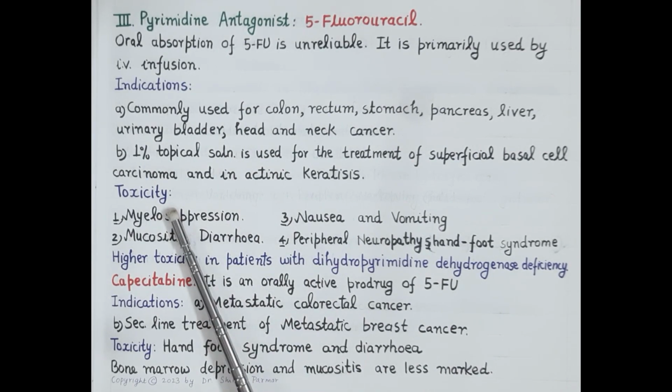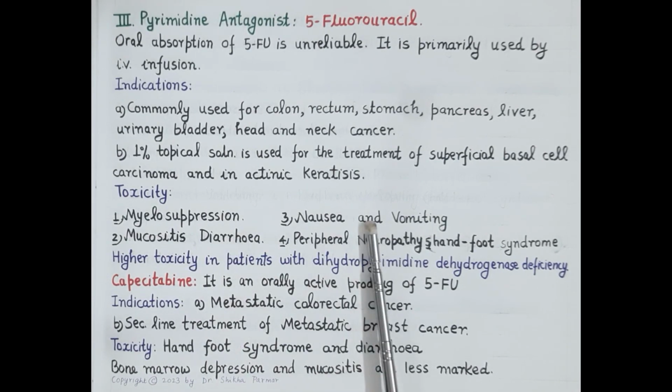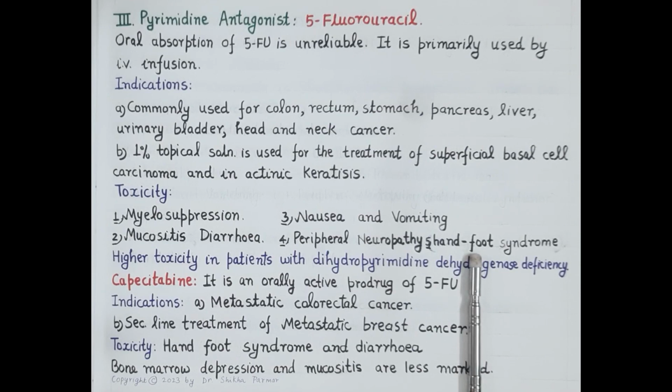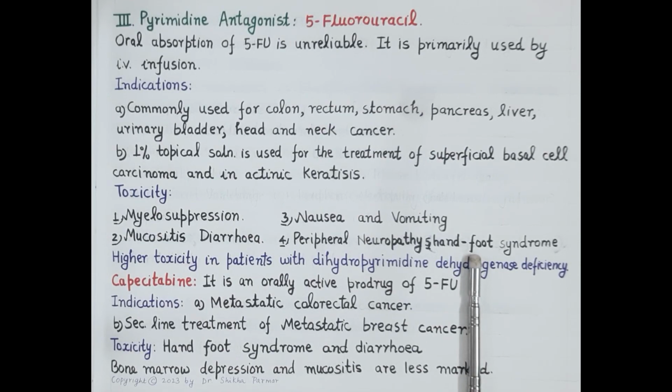Now, let's discuss toxicity. 5-fluorouracil causes myelosuppression, that is bone marrow suppression. Then mucositis. Mucositis is the inflammation of mucosa. It also causes diarrhea, nausea and vomiting. Then peripheral neuropathy. Peripheral neuropathy is a rare complication of 5-fluorouracil. Then it can also cause hand-foot syndrome, that is a skin reaction that causes redness or swelling on the palms of hands and soles of the feet.